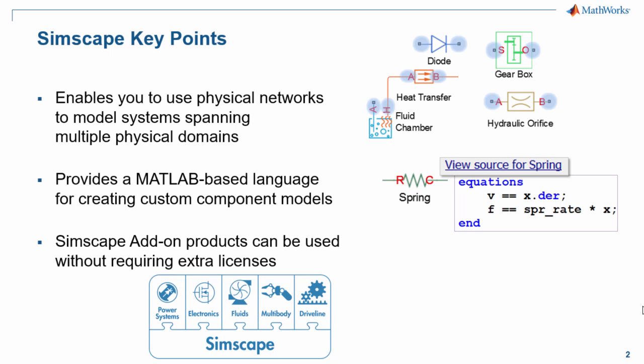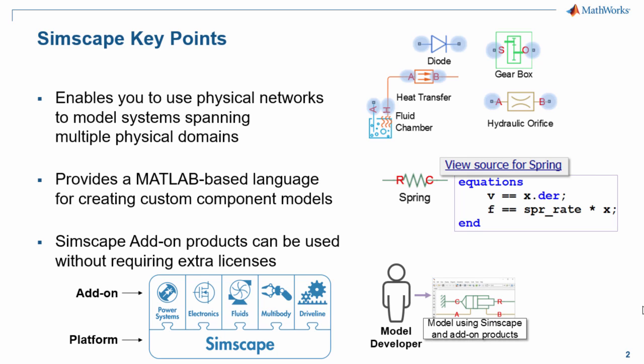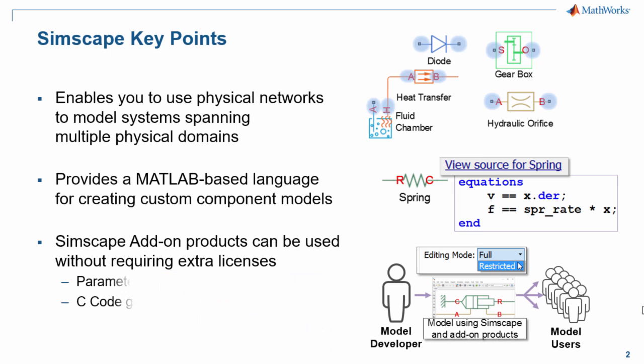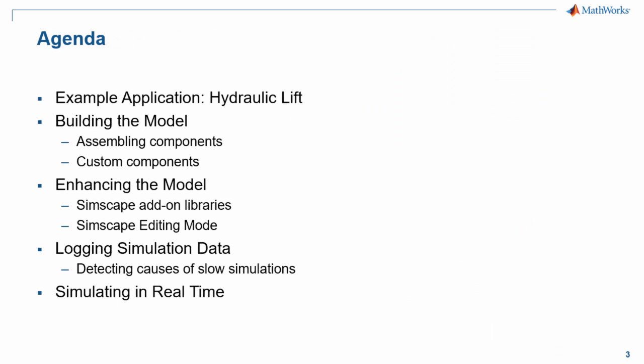Next, we'll see that Simscape add-on products can be used without requiring extra licenses. The Simscape product family consists of a platform and add-on libraries. Your model developers can create models that use the add-on products and the platform. To share these with other users, they can save it in restricted mode. The other users can use this model without requiring licenses for the add-on products for tasks such as parameter testing and C code generation.